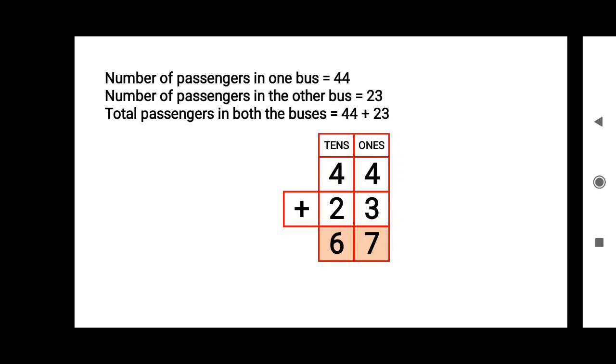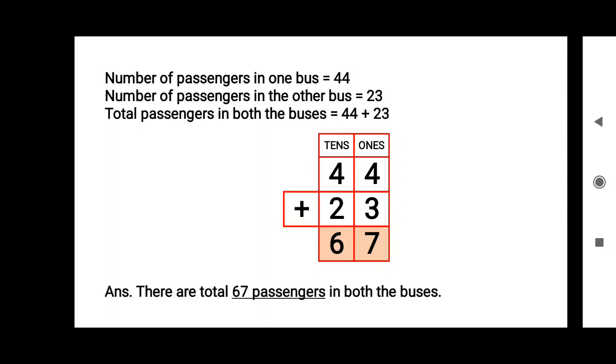Yes, now the final step is we will write the final answer in the form of a statement only. There are total 67 passengers in both the buses. So remember, first you will underline the keyword. Once you underline the keyword, you will get to know what kind of a word problem this is. Is it an addition word problem or a subtraction word problem?